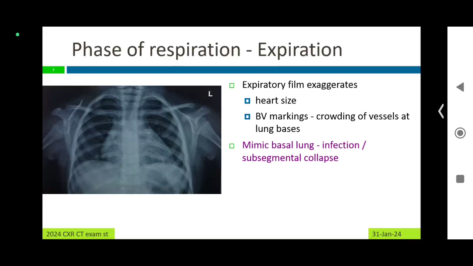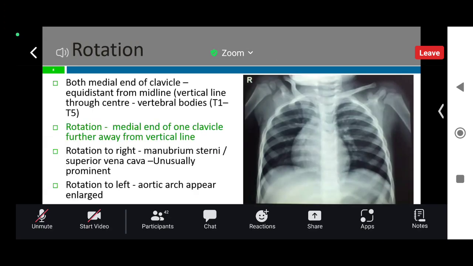Thank you. The bronchovascular markings will be more exaggerated. There will be crowding of the vessels at the lung bases. So you may think that there is a pneumonia when there is no pneumonia. You may think there is an atelectasis when there is no atelectasis.